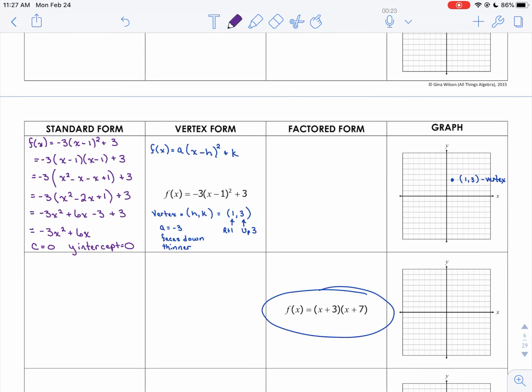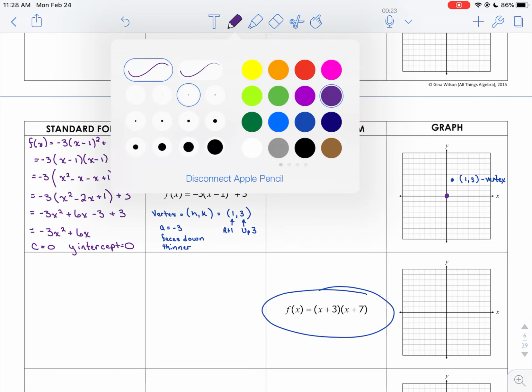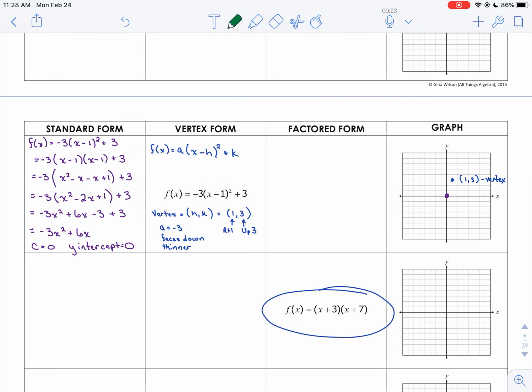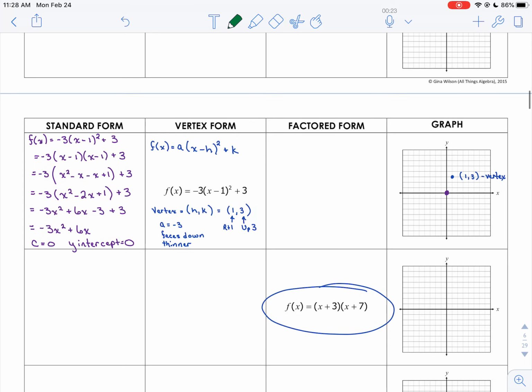So if I were to plot that on the graph, we know that it's going to cross the y-axis at y equals 0. Okay. Now, let's take that standard form and change it to factored form.